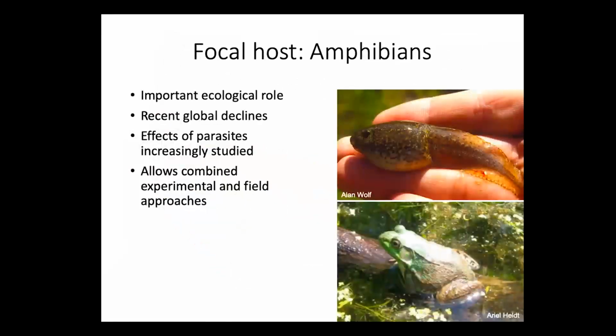And the system that we study this in is, for our host, we focus on amphibians, which are beautiful, but also an important ecological component of many ecosystems. And they provide an important link between aquatic and terrestrial ecosystems. And from a conservation perspective, they're important. They've been experiencing recent global declines, in part due to factors such as parasitism, as well as due to pollution.